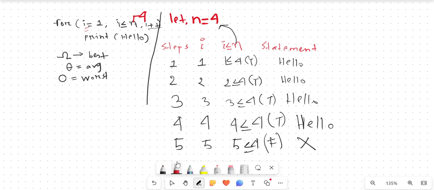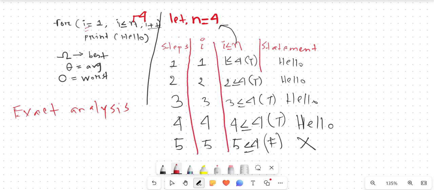If we analyze this algorithm, my question was exact analysis. So we are going to be calculating the exact complexity. Let me check this, and I'm going to do it for the first one only.